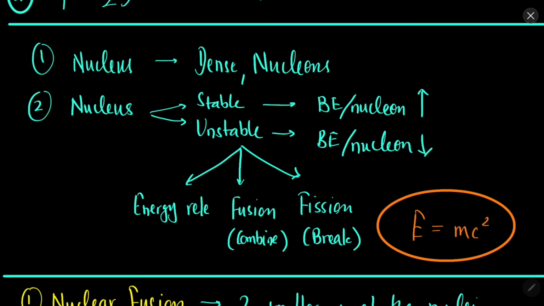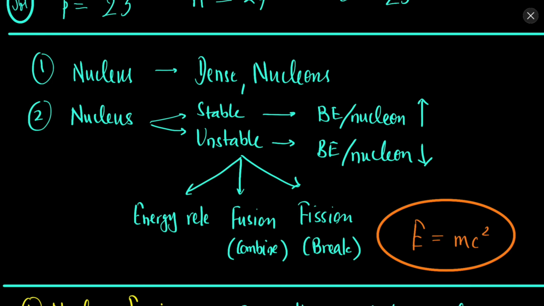So what we have studied till now: the nucleus is highly dense, consisting of nucleons. A nucleus can be stable or unstable. If binding energy per nucleon is more, it is stable. If binding energy per nucleon is less, it is unstable. How can unstable nuclei become stable? By either releasing energy, by combining, or by breaking. And this formula is very important.